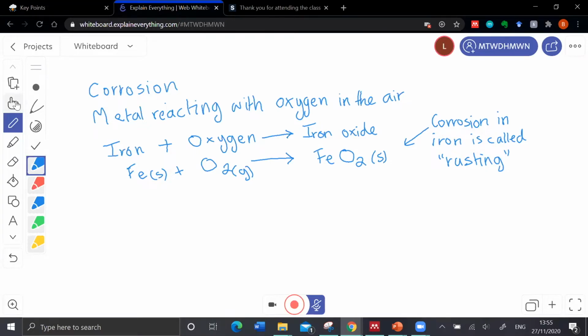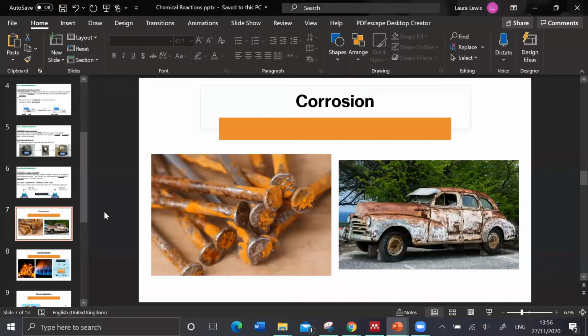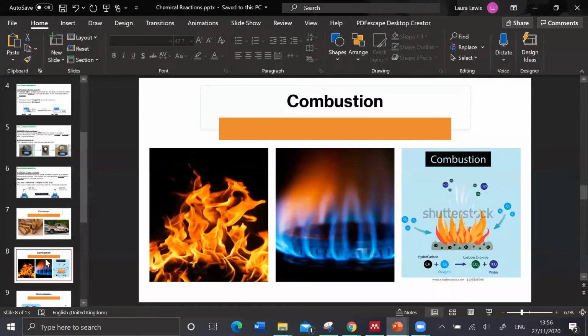Okay, let's zoom out a little bit and go over another one. Okay, we've got corrosion. Right, combustion. Some people may have gas in their house. So let's see what that is. The gas is methane, and it's burning to produce carbon dioxide and water.